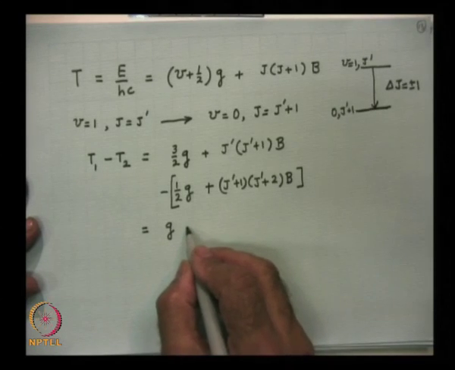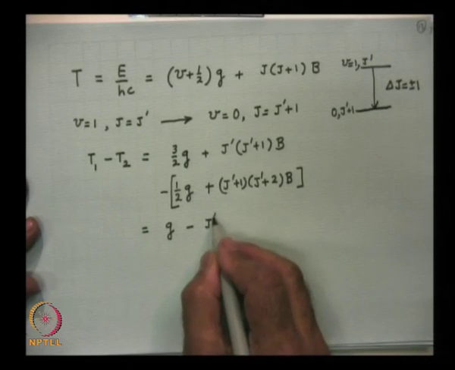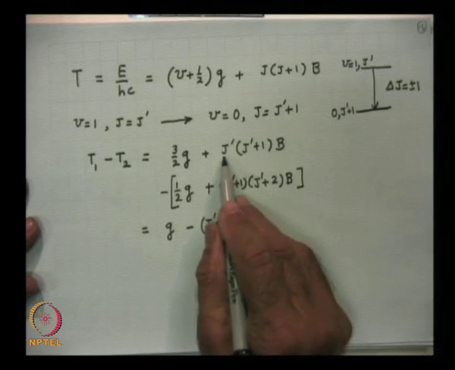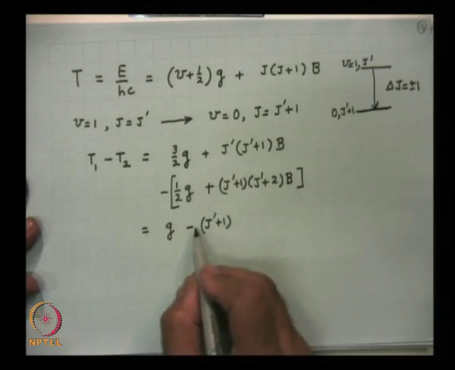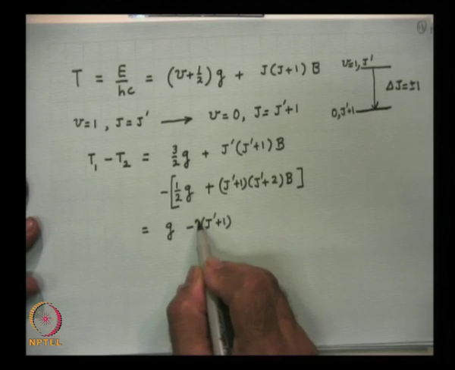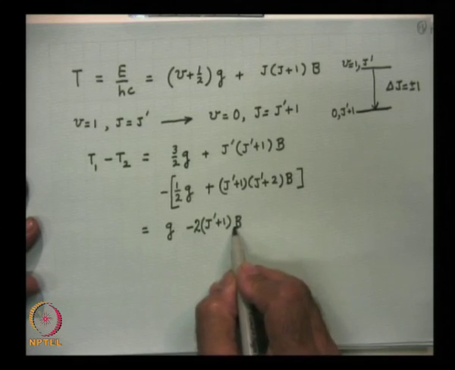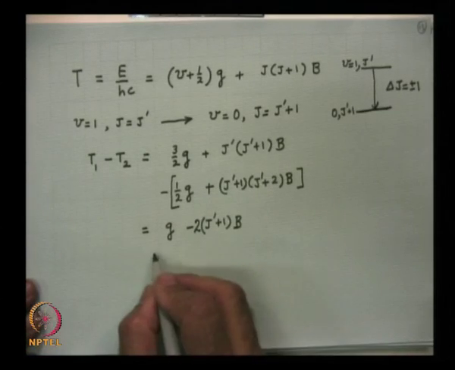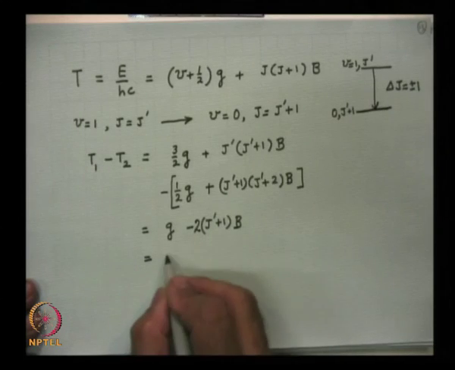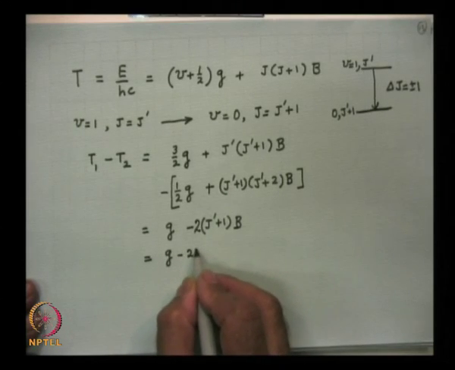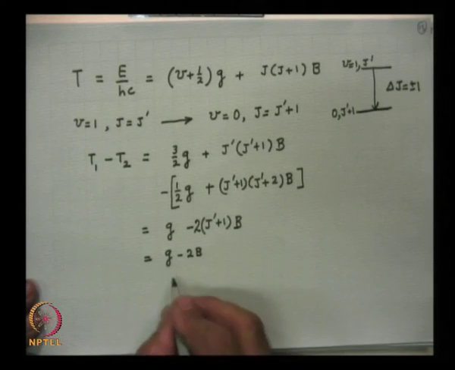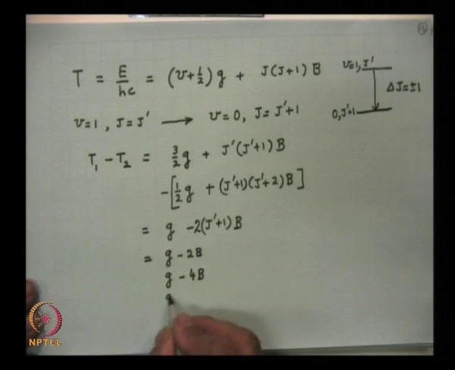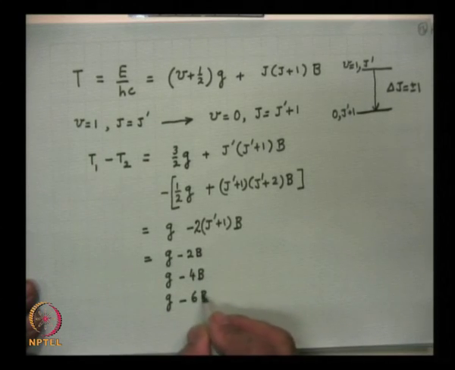So, this will be minus, if I take J prime plus 1 common. So, this will be J prime plus 2 minus J prime. Therefore, 2 will come out common. So, 2 into B. For J prime equal to 0 this becomes G minus 2B. For J prime equal to 1, this becomes G minus 4B and G minus 6B.